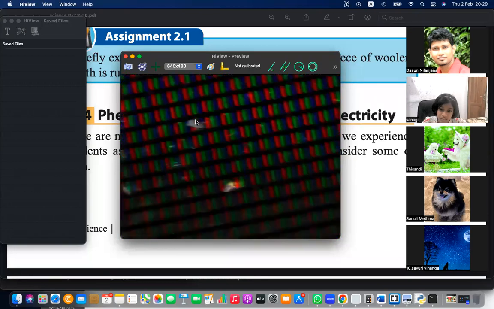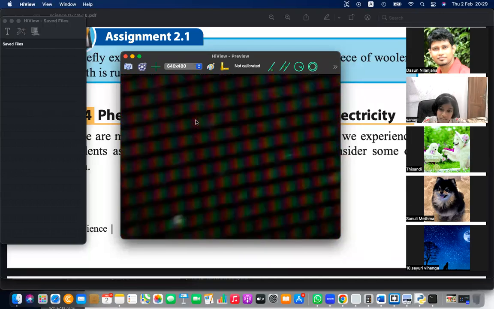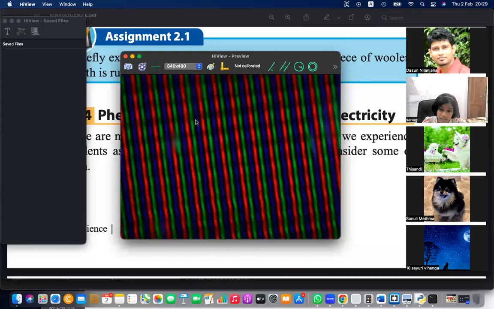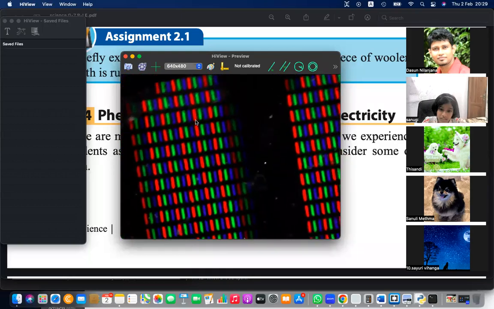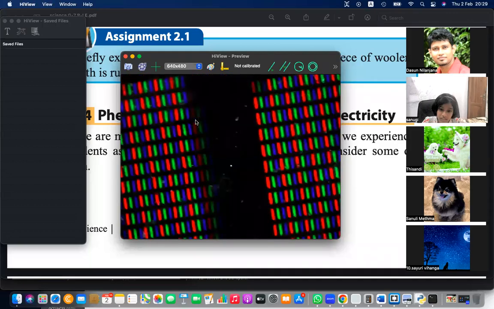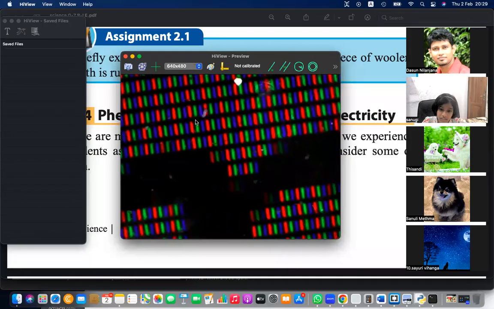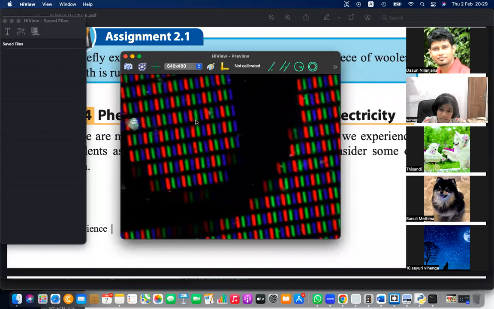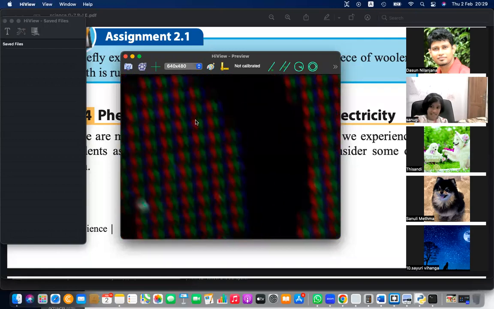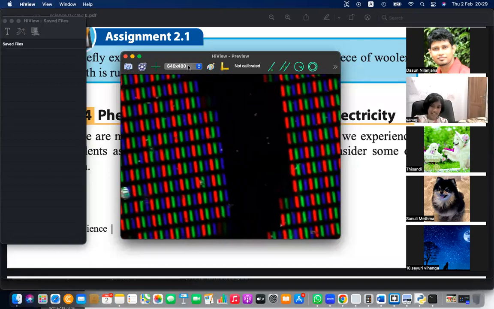When you move to the black color area, I'm slowly taking the microscope there. Here you can see these are letters. Can you see these dark areas? Yes. This is the letter O. Can you see this? This is letter O.